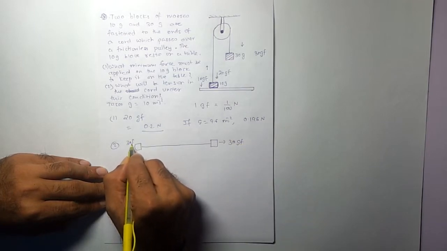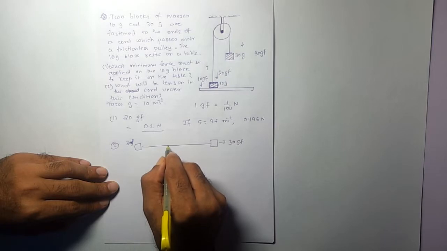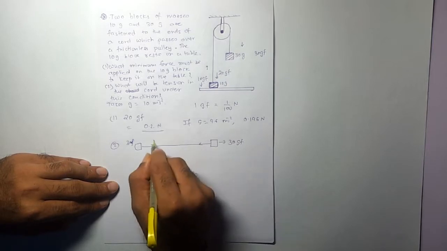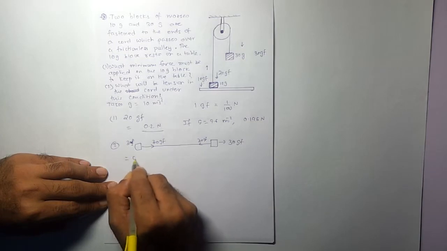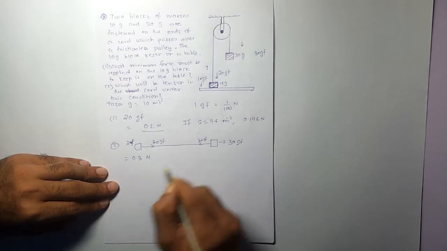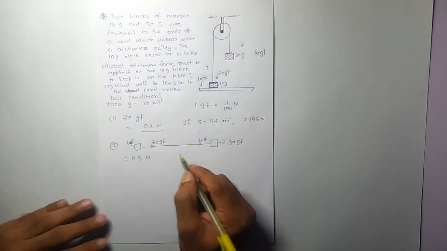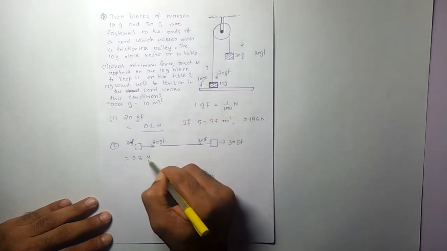30 gf is being applied, right? Therefore the tension in the rod will be 30 gf, and that will be equal to 0.3 Newton. So that would be the tension in the string. Tension, it would be 0.3 Newton in the string.